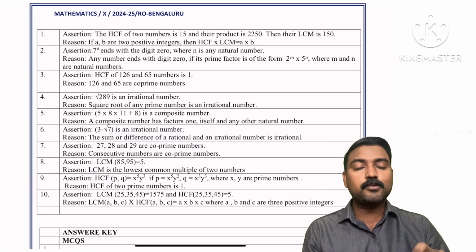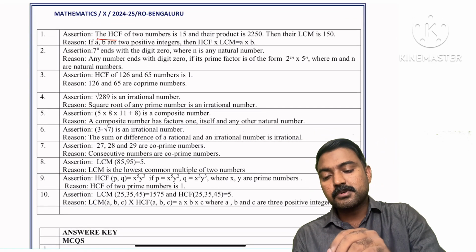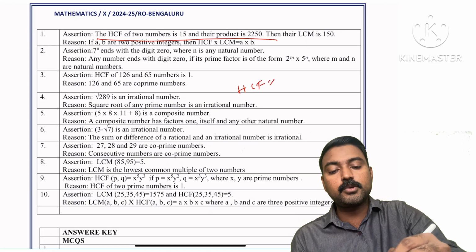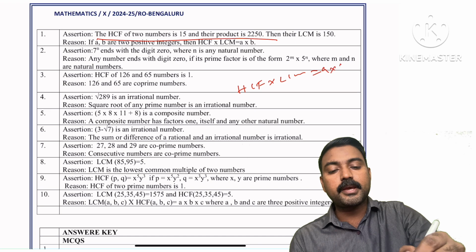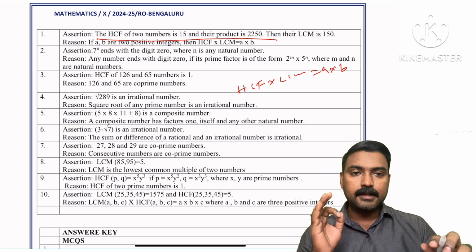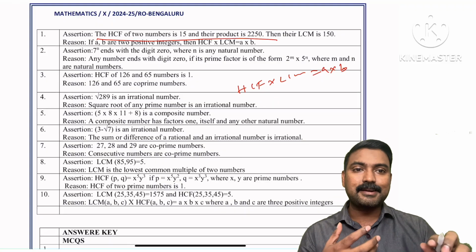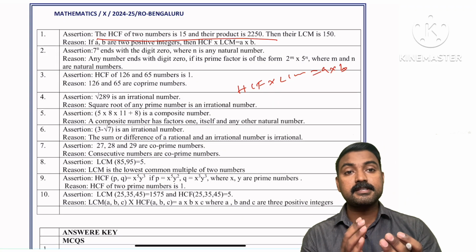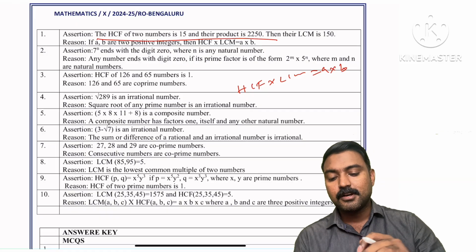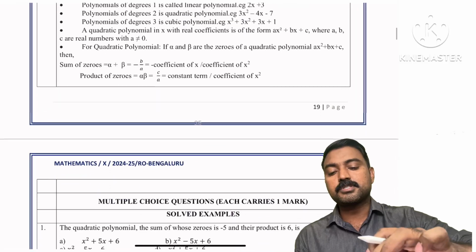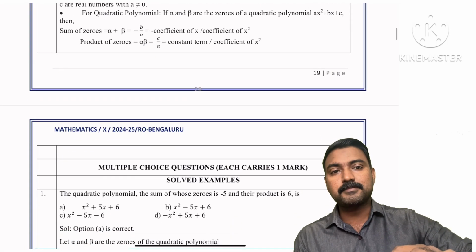Then assertion type questions. Most probably the assertion question is based on the HCF LCM relation. We studied that HCF into LCM is equal to A into B. So the statements may be correct, but we should check whether there is any connection or not. Then only we can tell the reason is the correct reason for the assertion. So that's very important. These are the main types of questions we can expect from the chapter real numbers.